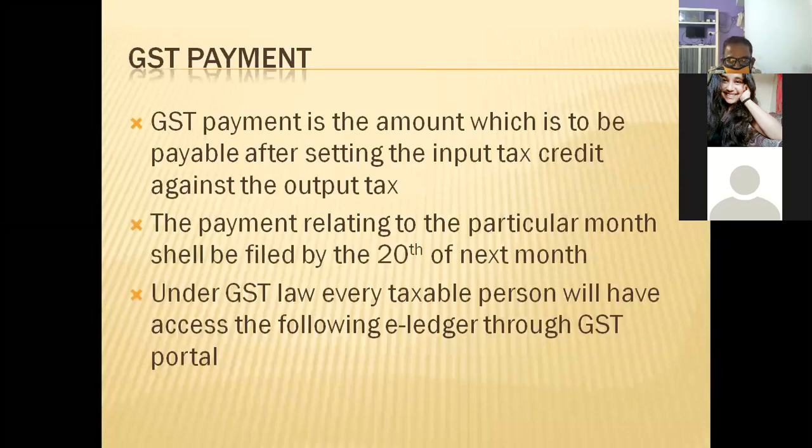Now, GST payment is the amount which is payable after setting the input tax credit against the output tax. Whatever taxes you have paid and whatever taxes you have collected, the difference amount is called the GST payment. And if output tax is less and input tax is more, you can carry forward to the next month. The payment should be made in the subsequent month.